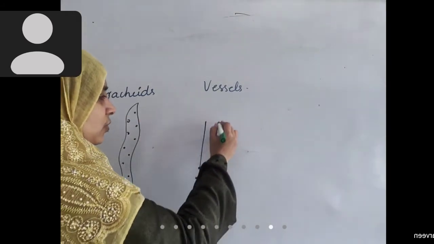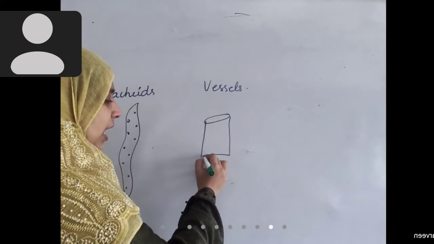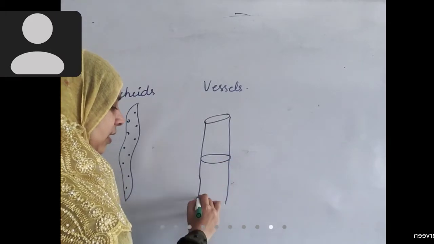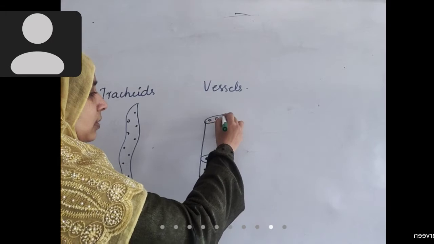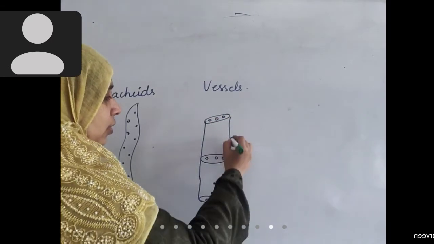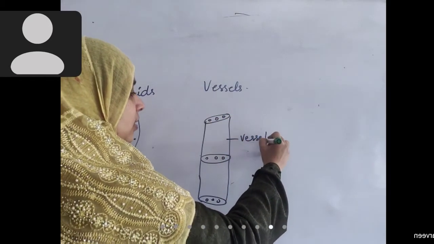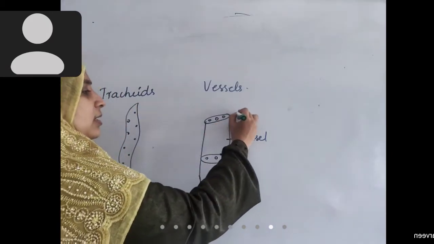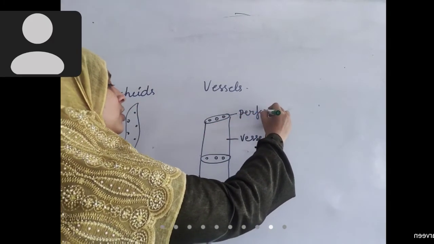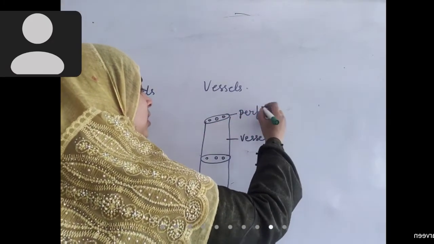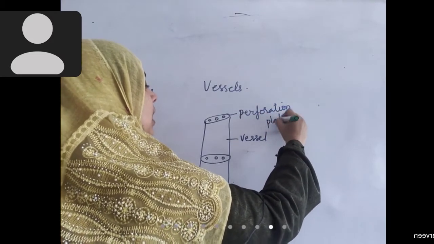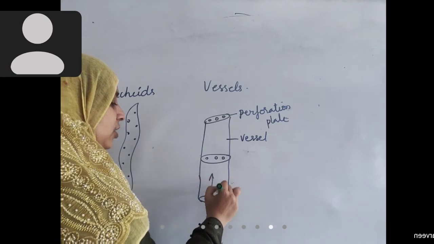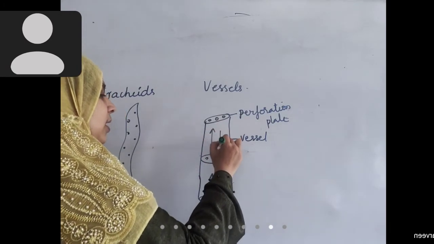Vessels are long structures which have perforation plates in the middle, in which holes are present. This is one vessel. This is the perforation plate. And in this way water is conducted. Water will be conducted like this.